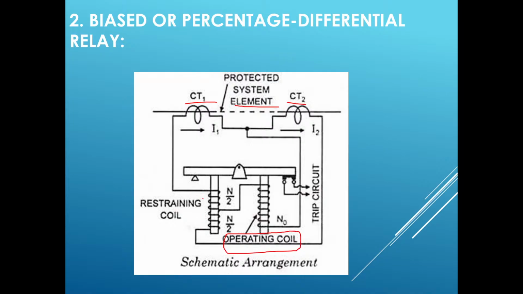Along with the relay operating coil, there is another coil here, that is the restraining coil. So the biased differential relay, or percentage bias differential relay, will have two coils: one is the operating coil and the other is the restraining coil. This is our restraining coil, this is our operating coil.